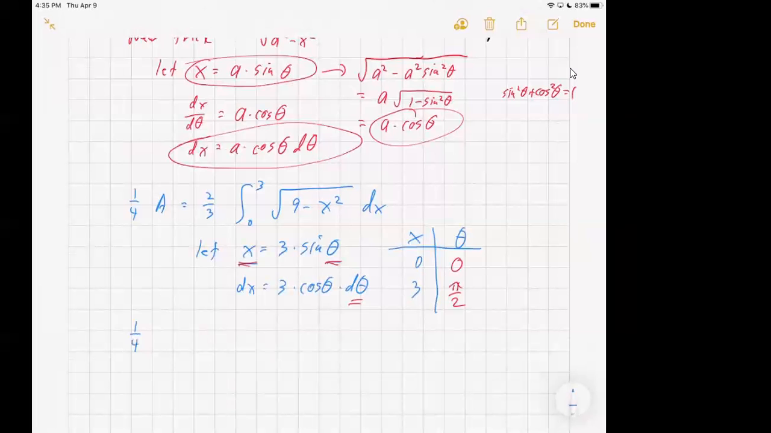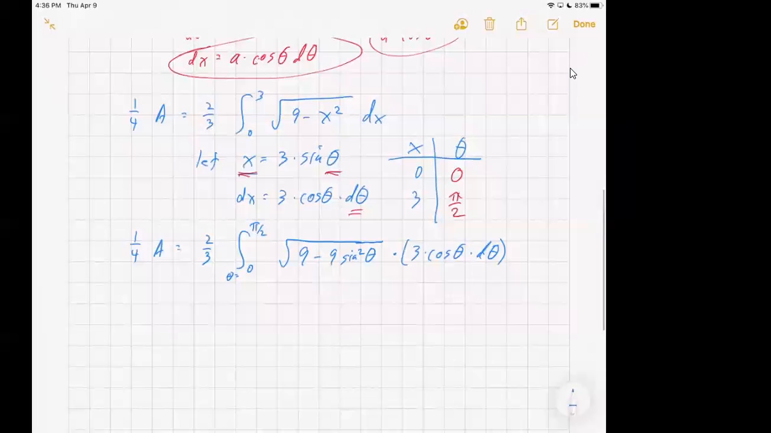So I'm ready to rewrite the whole problem. I can say that 1/4 of the area is 2/3 the integral from 0 to pi over 2, so theta equals 0 to pi over 2, times the square root of 9 minus, when we square what we subbed for x, we'll have 9 sine squared of theta. And instead of dx, remember to put all of this in for dx, 3 cosine theta d theta. You have to put in the whole expression there. Don't just write that dx equals d theta. It does not.